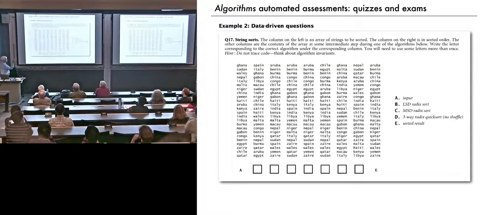Here's another one. We tell the students at the beginning of the algorithms course, you're going to have to answer a question like this with different data. This is strings, and at the left there it's input. At the right they're in sorted order, and in the middle is intermediate stages of various sorting algorithms.